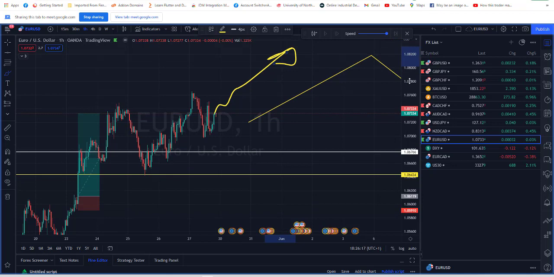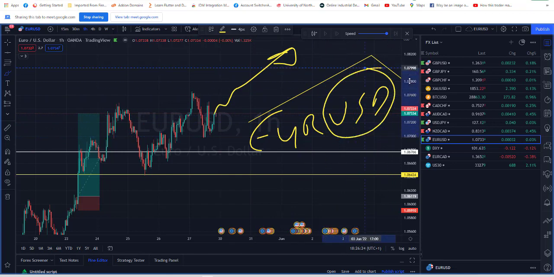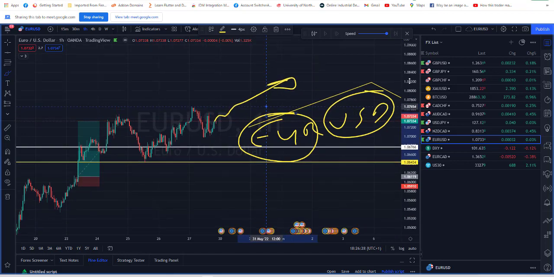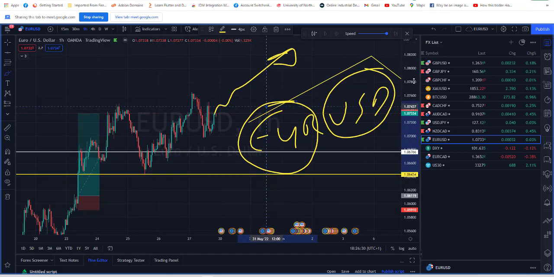Remember that the chart here, for euro USD, US dollar is the quote currency and euro is the base currency. And that means the prices right here on the right hand side are in dollar, how much dollar you need to buy 1 euro. Okay, as of today, you need 1.07334 to buy 1 euro.